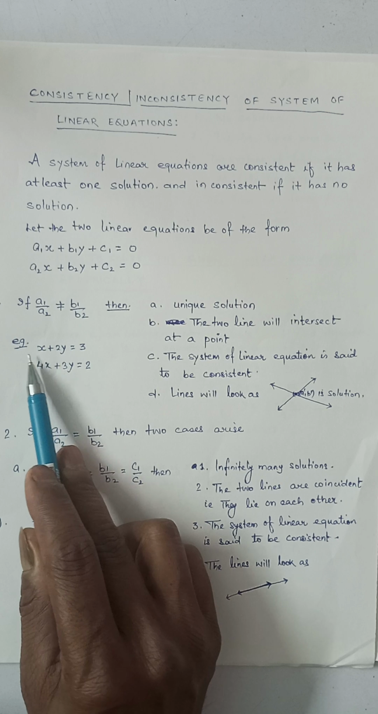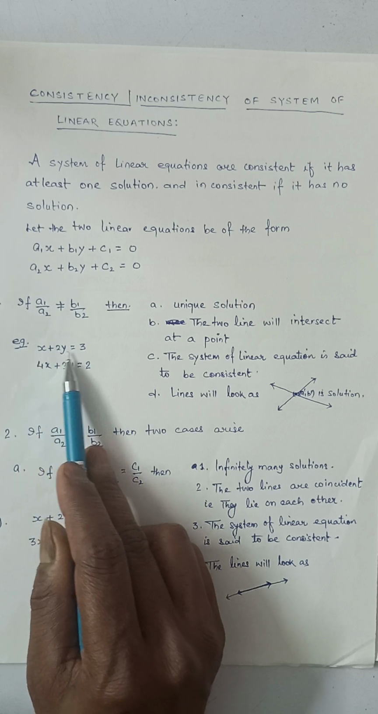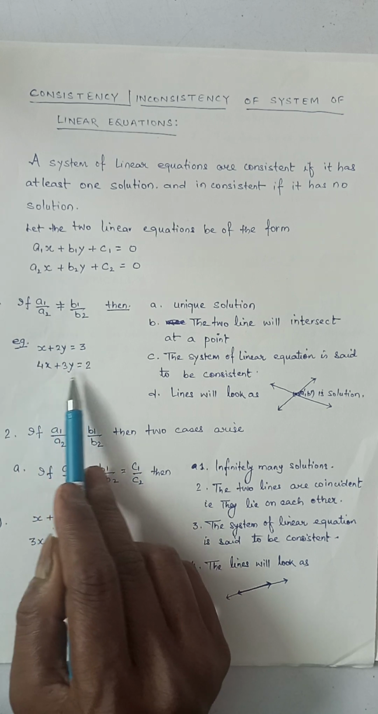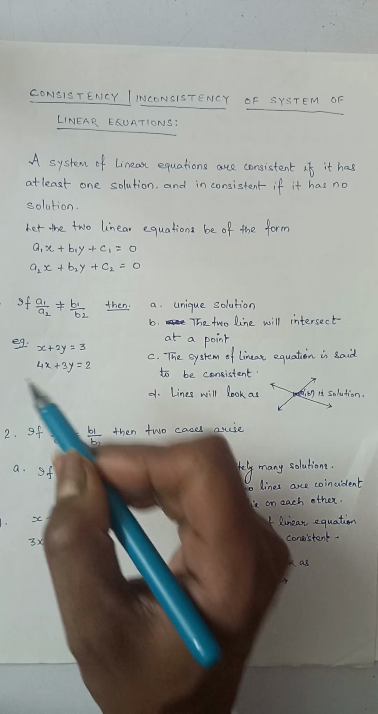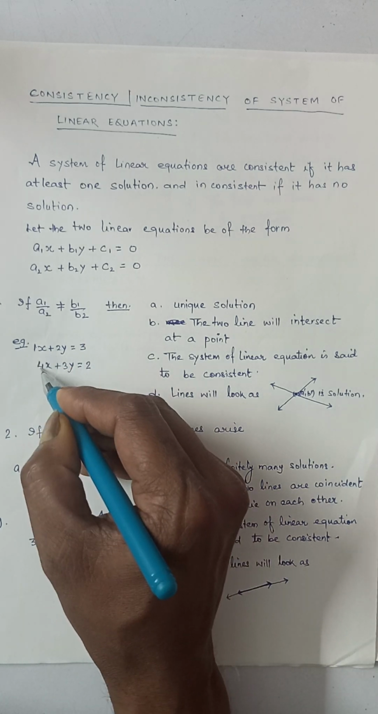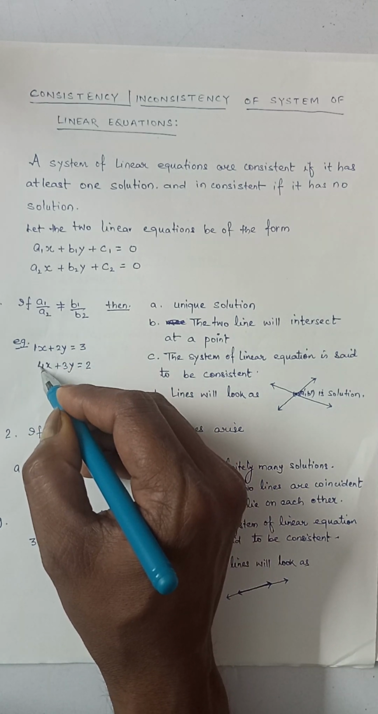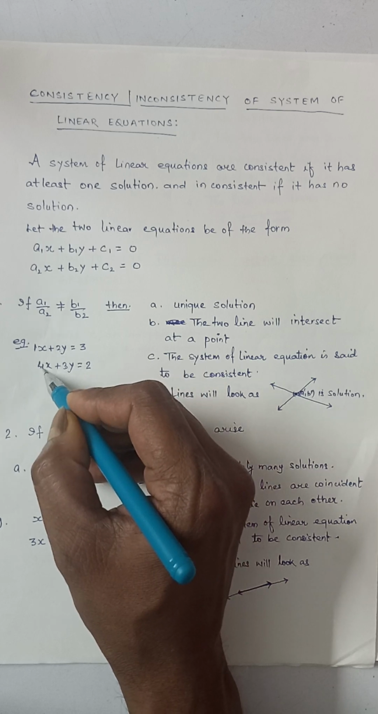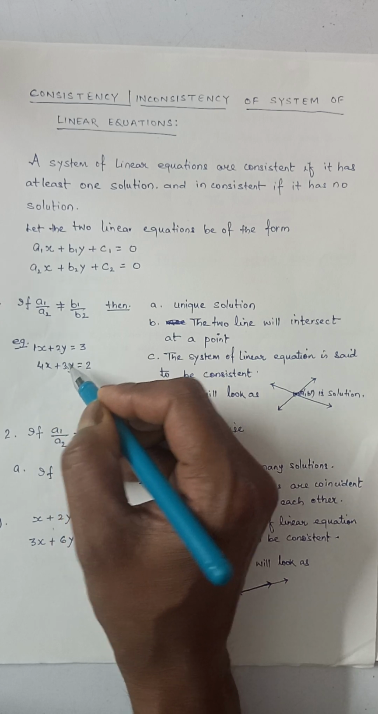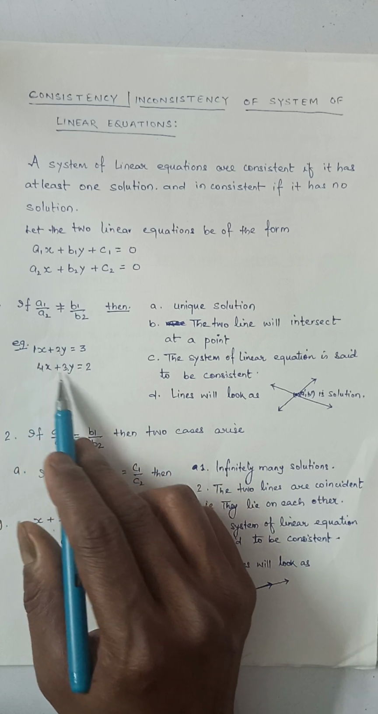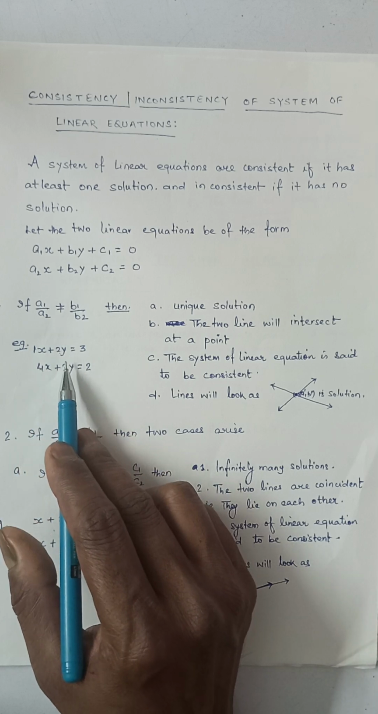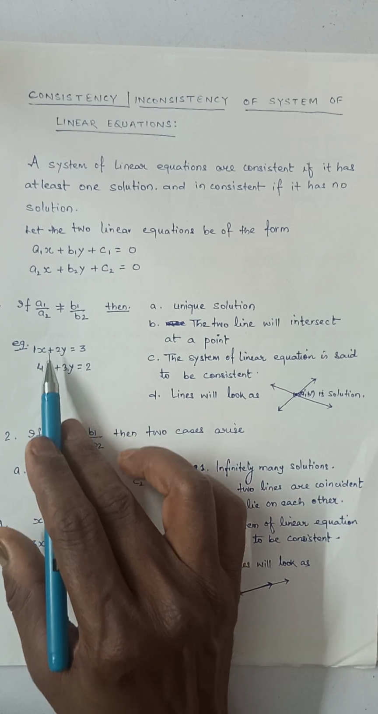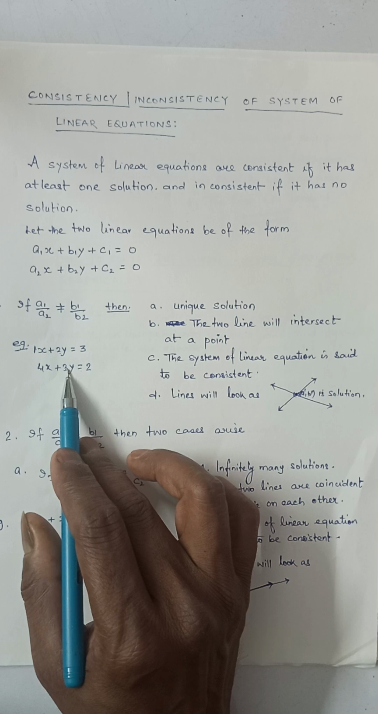Now let us take an example from here. x plus 2y equals 3, 4x plus 3y equals 2. So we can see a1 is 1 and a2 is 4. a1 upon a2 is 1 by 4 and b1 upon b2 is 2 by 3. a1 upon a2 is not equal to b1 upon b2. So the given system of linear equations will have a unique solution, and the lines drawn by these equations will be intersecting lines.